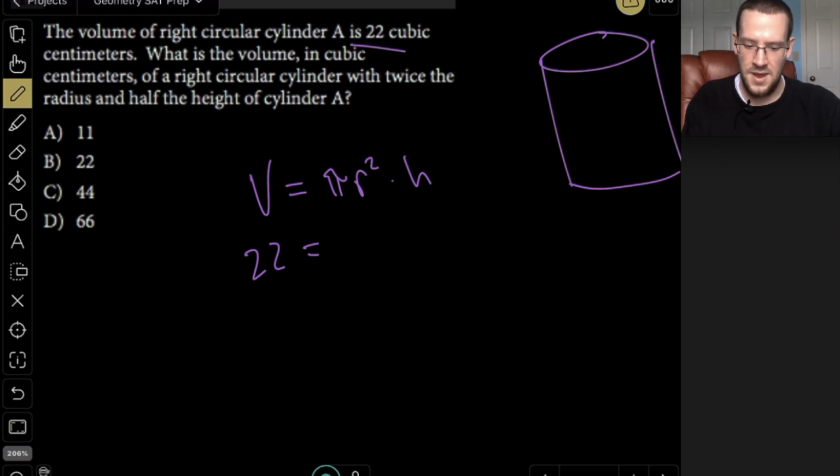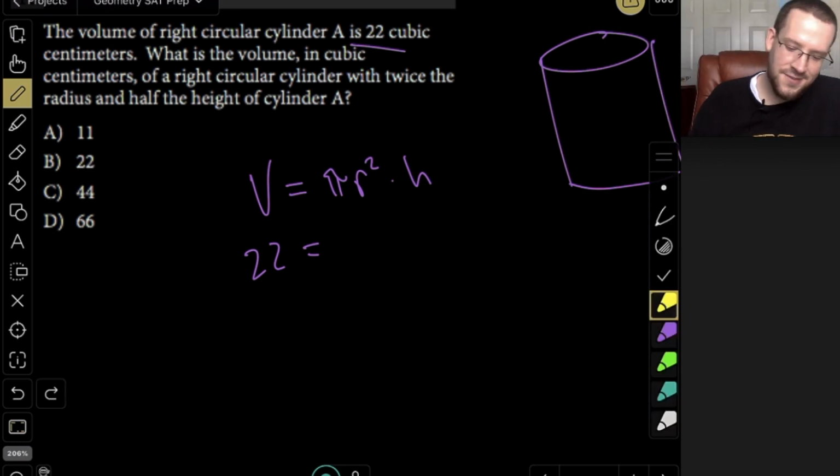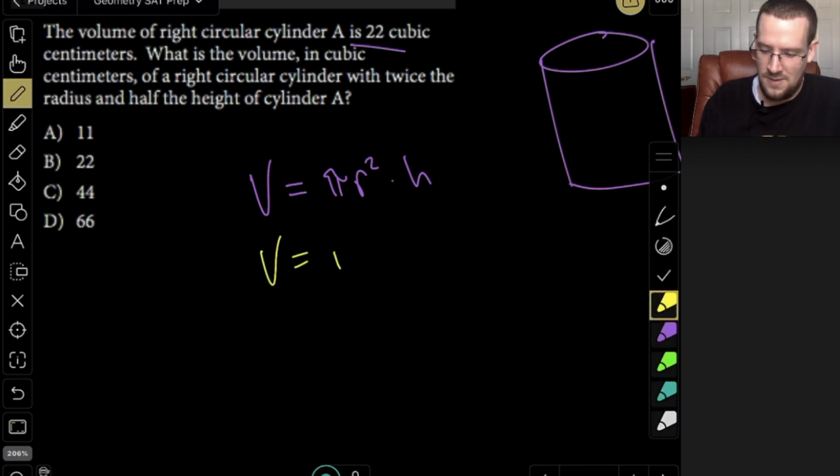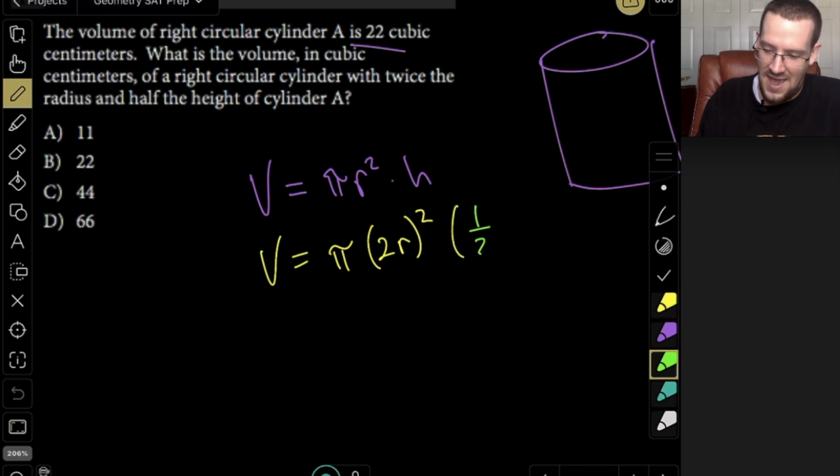So we want to find the volume of a right cylinder, so the same cylinder, that has twice the radius and half the height. I see it. I'm getting rid of this. We want to find volume. We're told, what is the volume of a right cylinder with twice the radius? So this is 2 times the radius, that number squared, and half the height. So this is going to be times, let's do this in green, half the height.